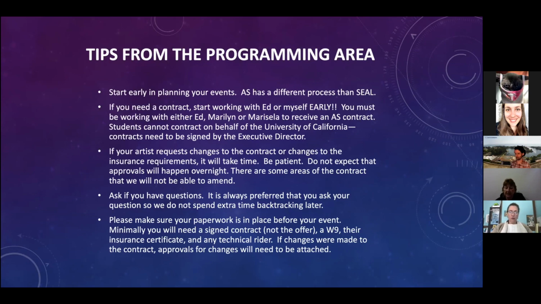So Associated Students, as you've probably heard in your training, is a department on campus. If you were involved in a club, they are not part of the University of California. The clubs are unaffiliated with the university in that way, but AS is a department. So when you contract for a performing artist or for a vendor, you're contracting on behalf of the University of California, and that has to be done by a staff member. And in our case, it's the executive director who has that authority. If your artist requests changes to the contract, we have a contract template, or changes to the insurance requirements. It will take time, so be patient.